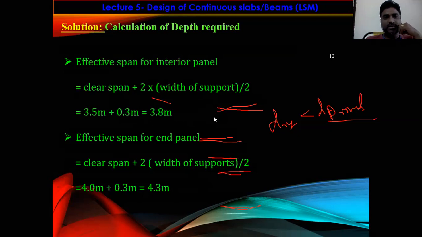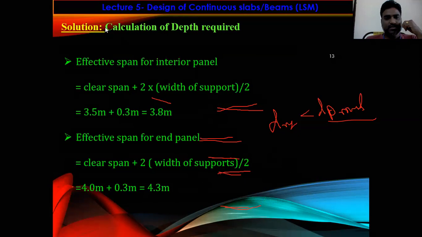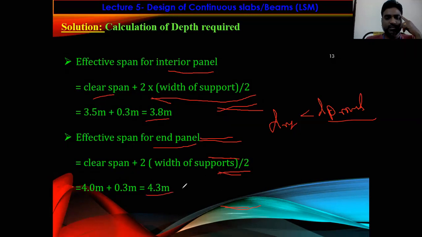The effective span will change. Effective span for interior spans: you need to calculate the effective span for interior span, that is clear span plus 2 into width of support by 2. So it came as 3.8. And effective span for end spans is clear span plus 2 into width of the support by 2, which is 4.3.